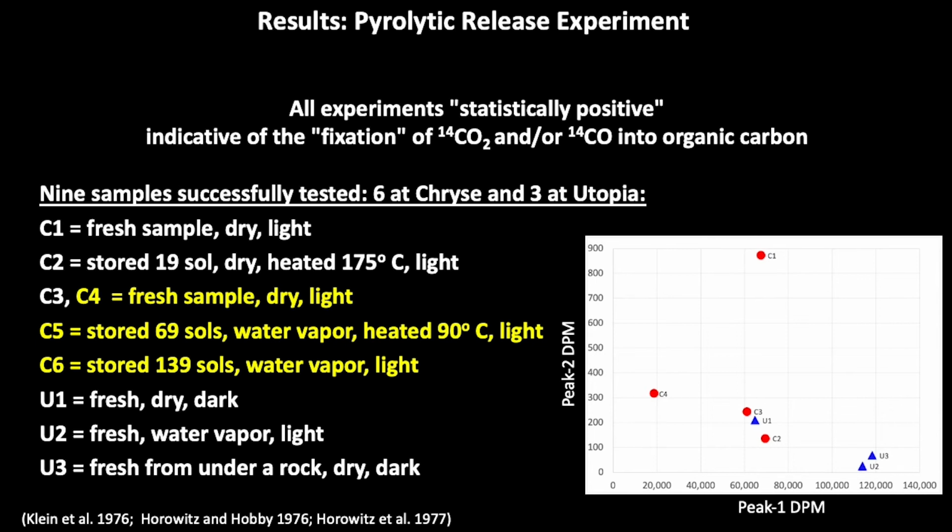Nine samples were tested under different conditions that included dry and wet, light and dark, a sample that was heated to 175 degrees C prior to testing, a sample that was heated to 90 degrees C, and a sample that was stored for 139 sols before testing. Additionally, sample splits from the same sample collection, but tested under different conditions, shown in yellow, produced nearly identical results.